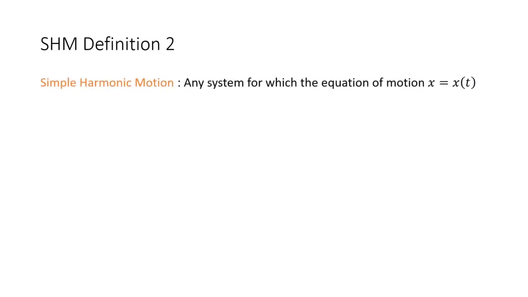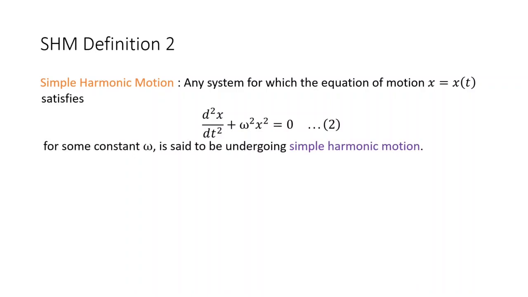Okay, so now let's move on to the second way of defining simple harmonic motion. We say that the system for which the equation of motion satisfies this differential equation is one that is undergoing simple harmonic motion, where omega is some constant. This will be our formal definition, and the one that you and I are expected to use from now on to show that something is undergoing simple harmonic motion.